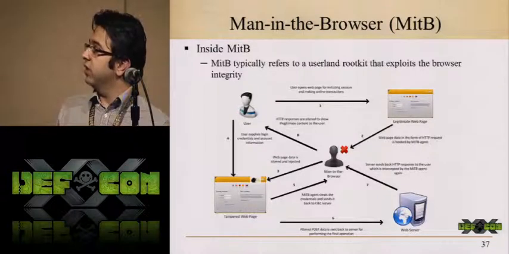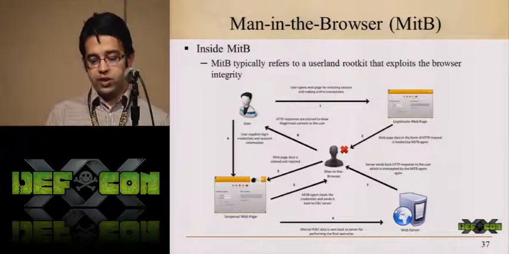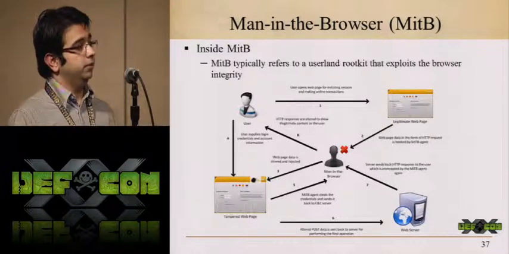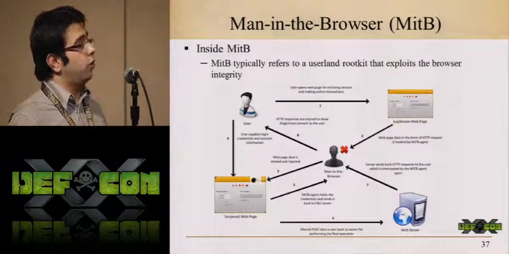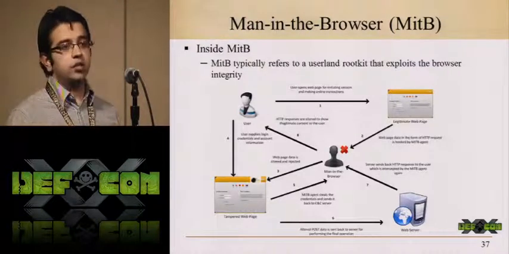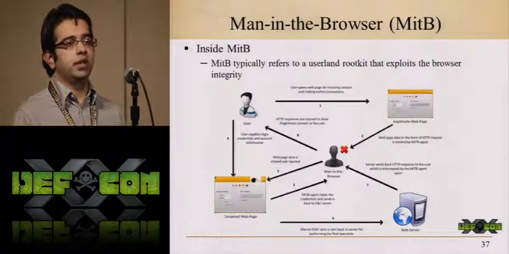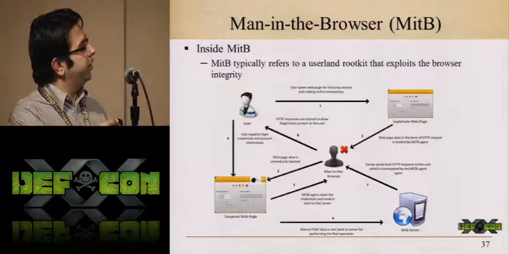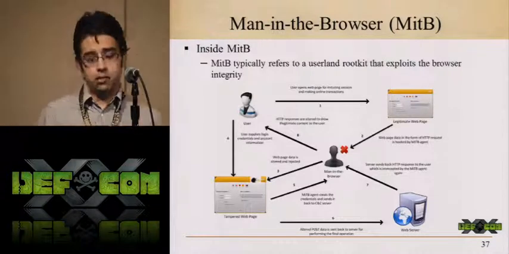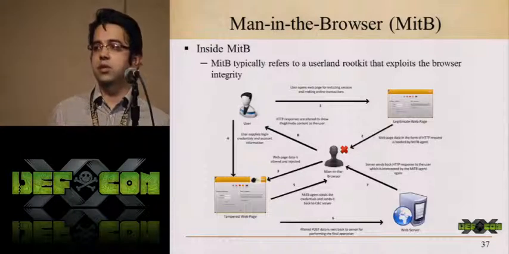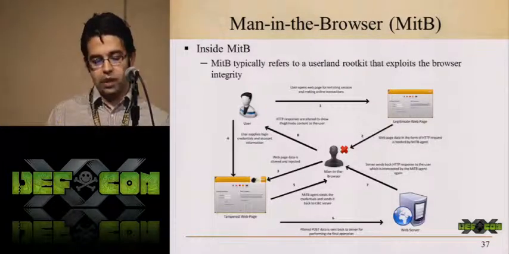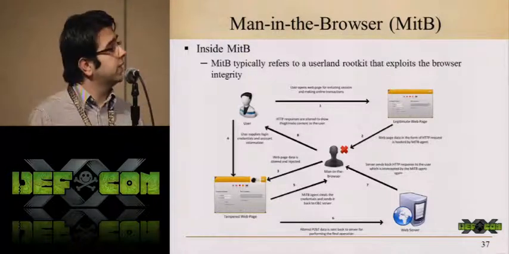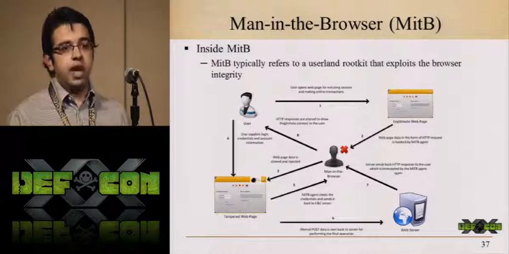So this diagram gives you an idea. When a user accesses a legitimate web page and the web page is sent back to the user machine in the form of an HTTP response, the bot hooks that response and tries to inject something into it. Then it sends the manipulated web page back to the user. The user feels that this is a legitimate page, there's nothing unusual, because the content works in line. And the user provides all sorts of sensitive information, which is then sent back to the server.